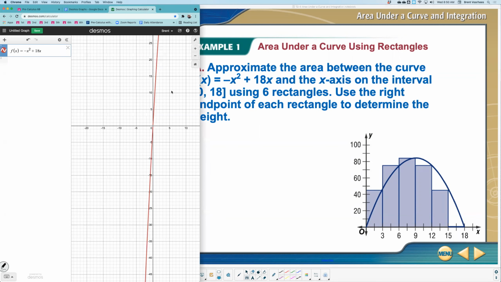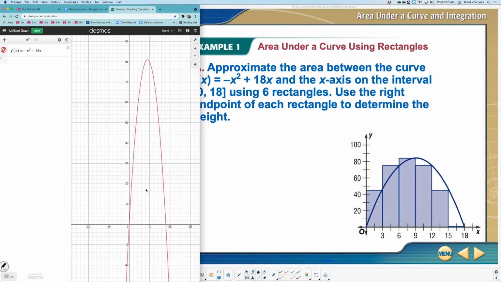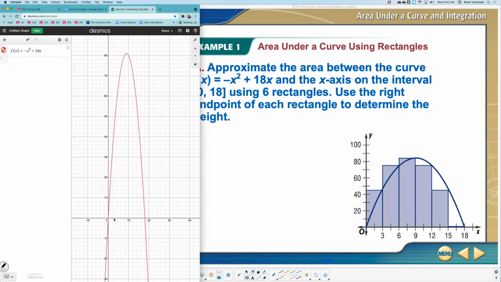And I'm going to zoom out just a little bit. So there's the picture. And what we're trying to do is find the area that's, let me see if it'll shade this way. No, it won't. Okay, so we want to find the area that is underneath this curve, but greater than the x-axis.